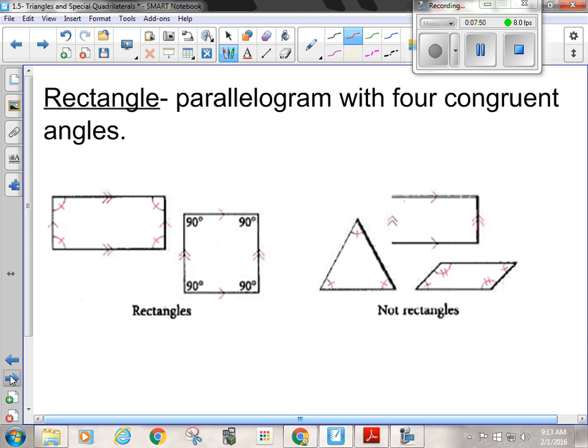A rectangle is a parallelogram, so again, it falls under the same definition, two pairs of parallel sides, but this one has four congruent angles. Again, these in a rectangle are all going to be 90 degrees, because we only have a certain amount of degrees to split up equally, and so we end up always having 90-degree angles in a rectangle.